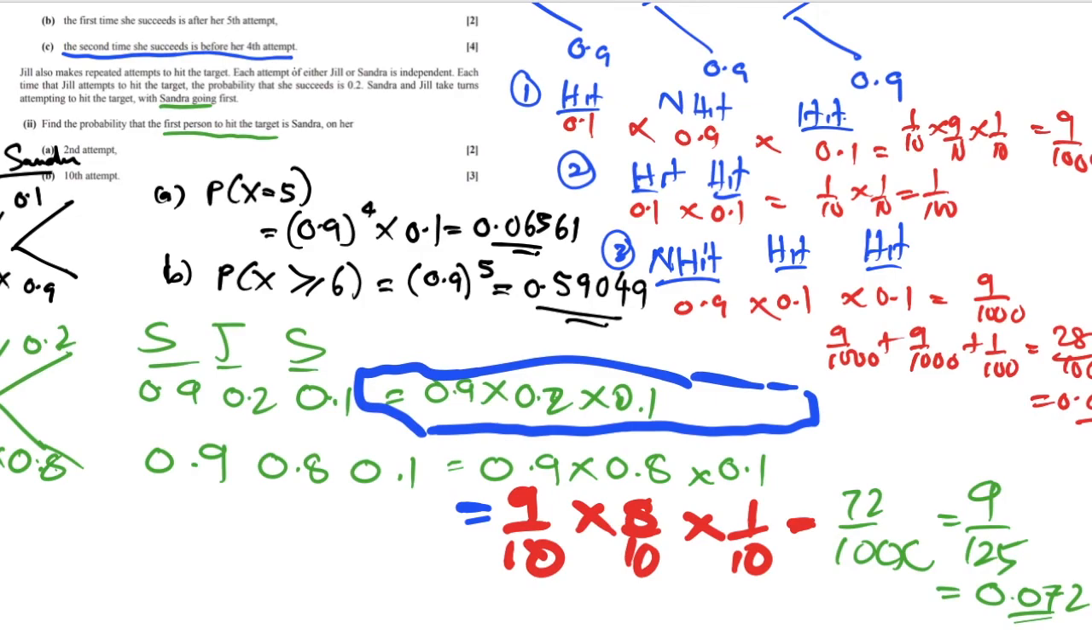Okay, next, last one. Find the probability that the first person to hit the target is Sandra on her 10th attempt. So the first 9 attempts she fails. And what about Jill? Does she make it? No, she doesn't make it either. So in this case, both of them don't make it, but one person has one extra. Since Sandra is starting, let's find that. She's not making it in the first 9 attempts.